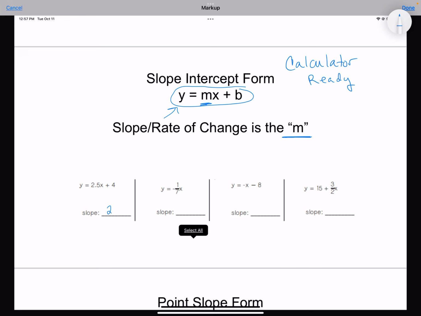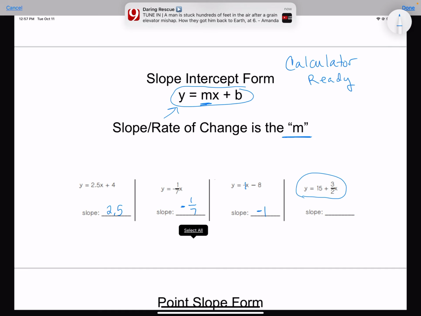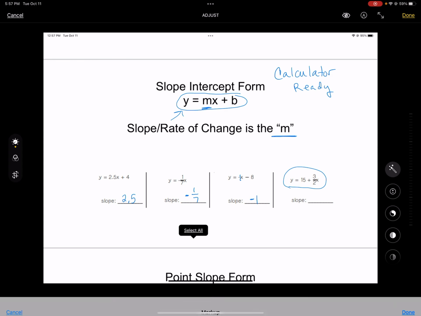My slope is the number in front of x. Negative 1/7. My slope is the number in front of x. When it's y equals negative x minus 8, remember from when we talked about equations, you still have a number there. It's an invisible 1, so my slope is negative 1. And it doesn't matter that it's not written with the mx first. The slope is still the number in front of x. So that's slope-intercept. That's the easiest one.